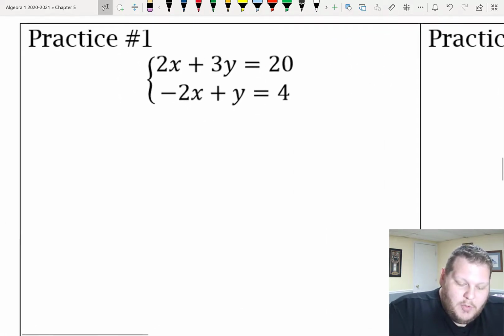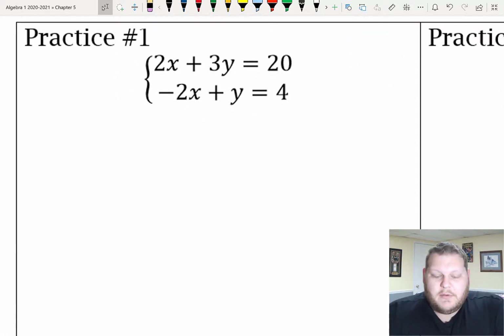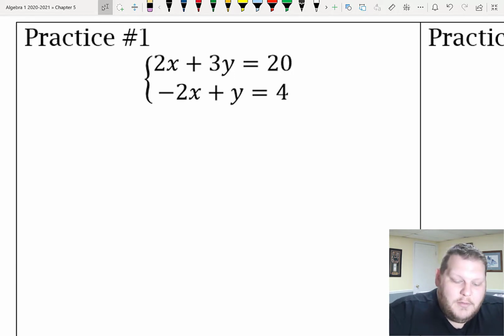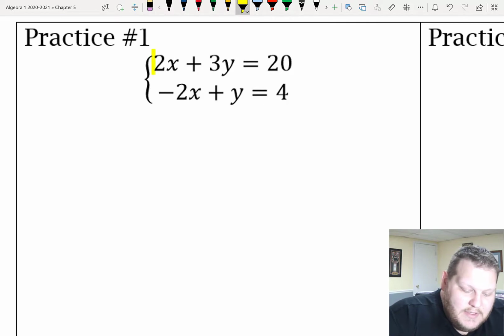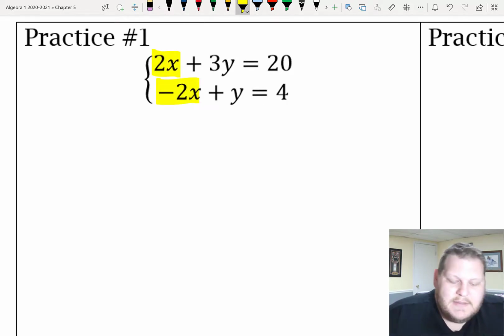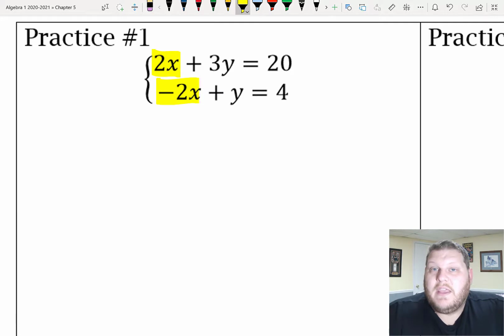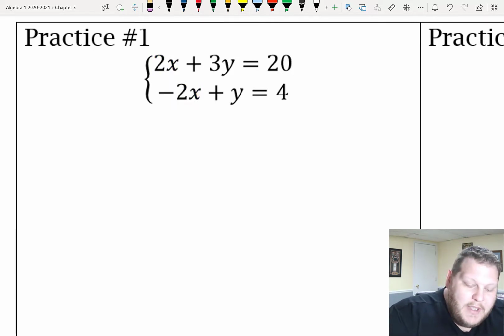So for practice number 1, we have 2x plus 3y equals 20, and negative 2x plus y equals 4. So for this one, you could do solve by substitution, right? That bottom equation wouldn't be too bad to get y by itself, but especially because we should recognize here my 2x values. This is a positive 2x, and this is a negative 2x. So if I was able to do elimination here, those two would cancel each other out and just leave me with my y values. So I'm going to go ahead and do that.